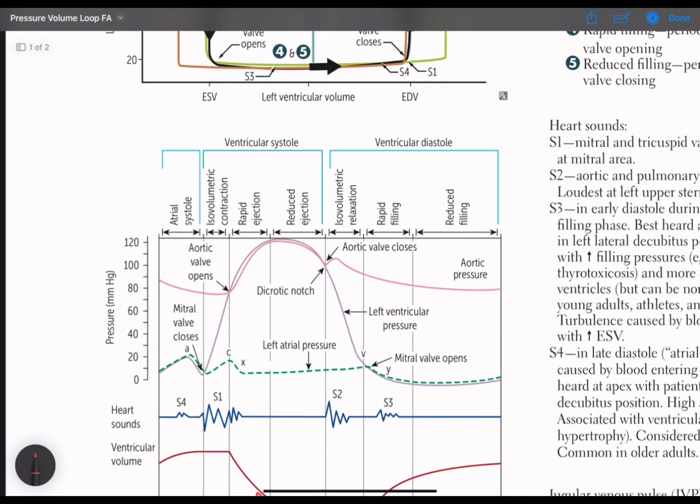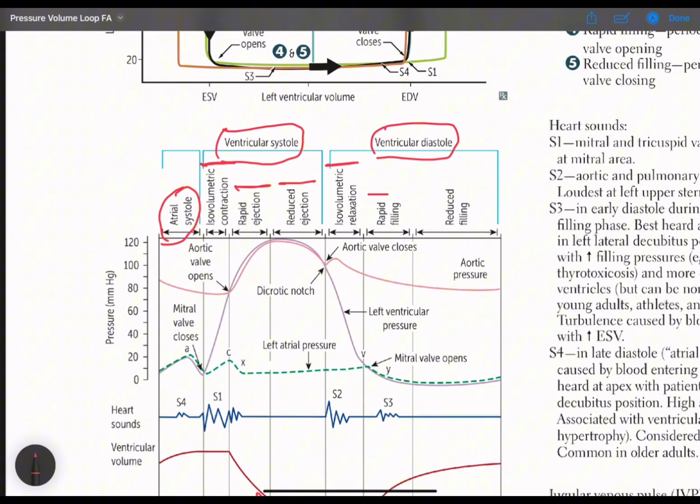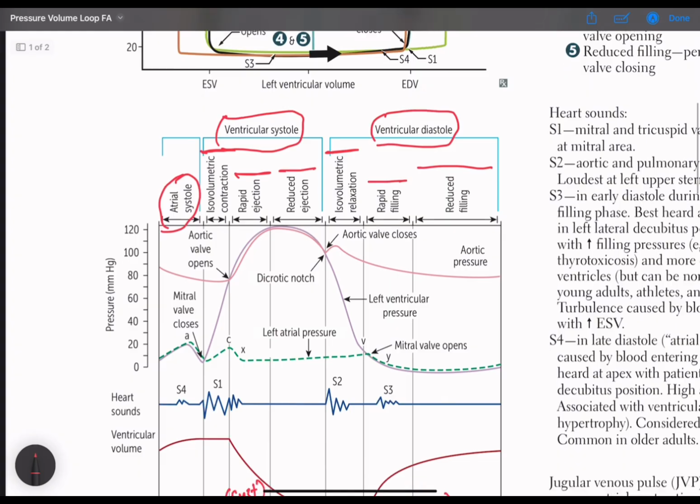If we look at the cardiac cycle or the Wiggers diagram, we have an atrial systole, then we have ventricular systole as well as ventricular diastole. The ventricular systole and diastole are further divided into different phases in terms of volume and pressure changes. Systole is divided into isovolumetric contraction, rapid ejection, and reduced ejection phases. Same goes to diastole. We have isovolumetric relaxation phase followed by rapid filling and reduced filling.